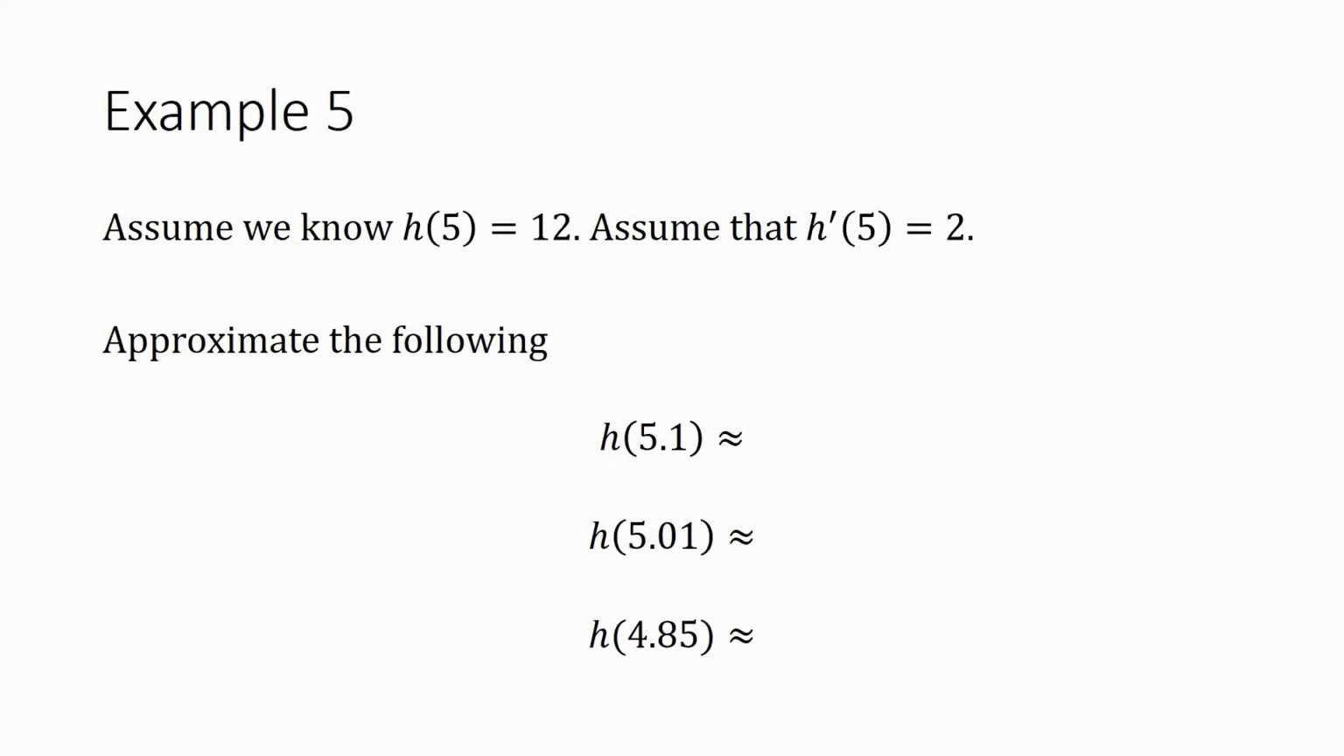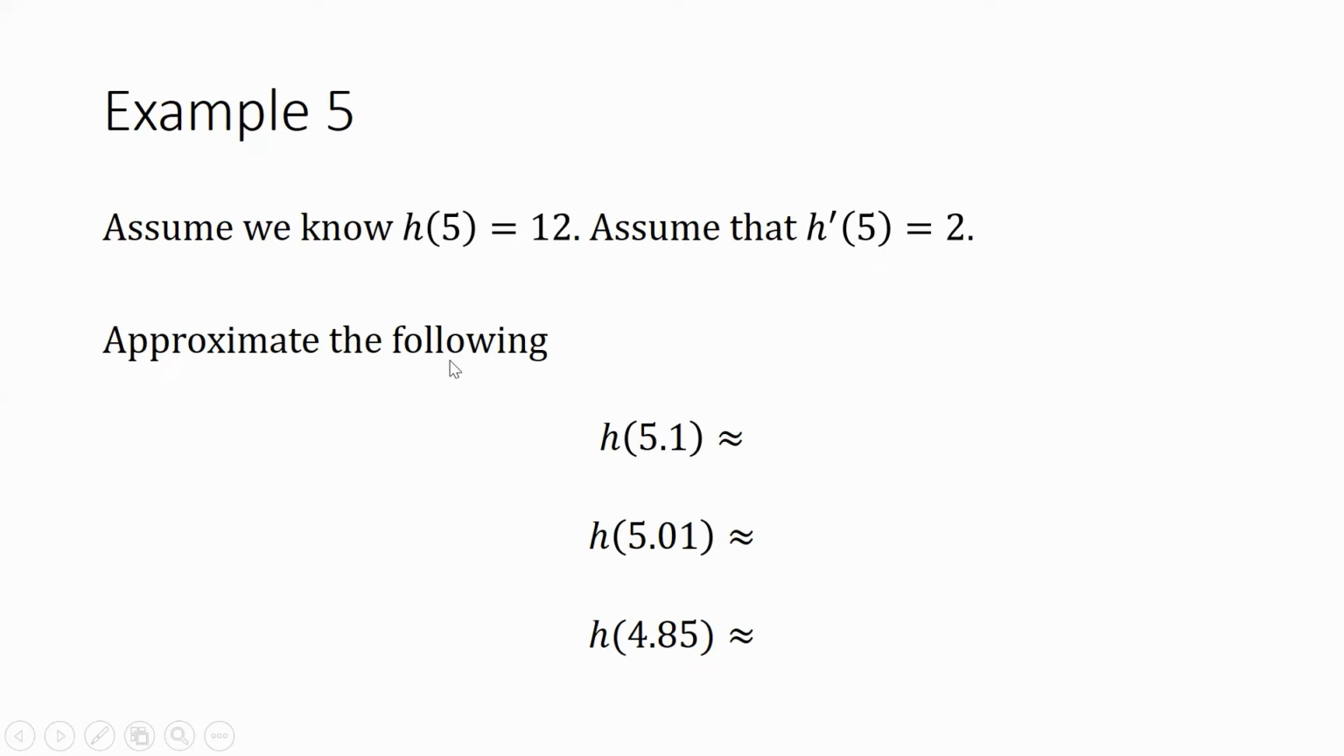In example 5, we assume we know that plugging in the value 5 into our function h gives us a 10. And assume we know that the instantaneous rate of change at x equals 5 is 2. So we're at an x value of 5, and we know the derivative at 5 is 2. That means we're changing at a rate of 2 units in y over every single unit in x.